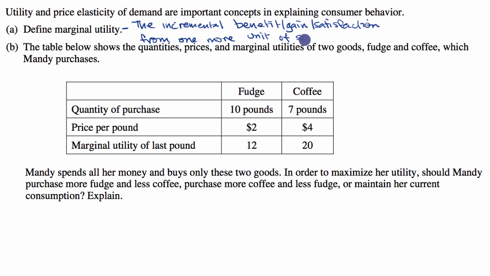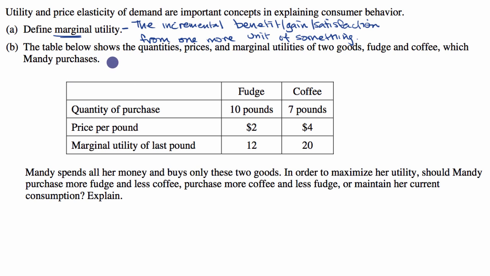of something. I think that is a good definition, a shorthand for marginal utility. And the marginal tells us that's for the next thing, not in total, but just for the next thing that you're going to get, how much gain or satisfaction are you going to have? Now let's try part B.